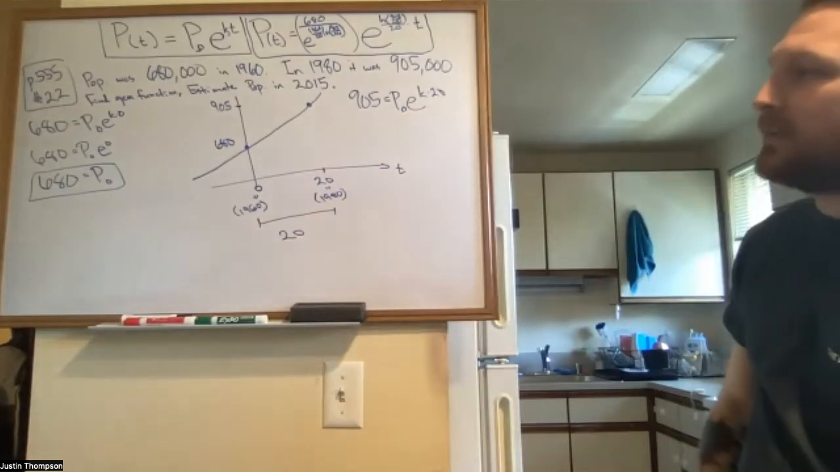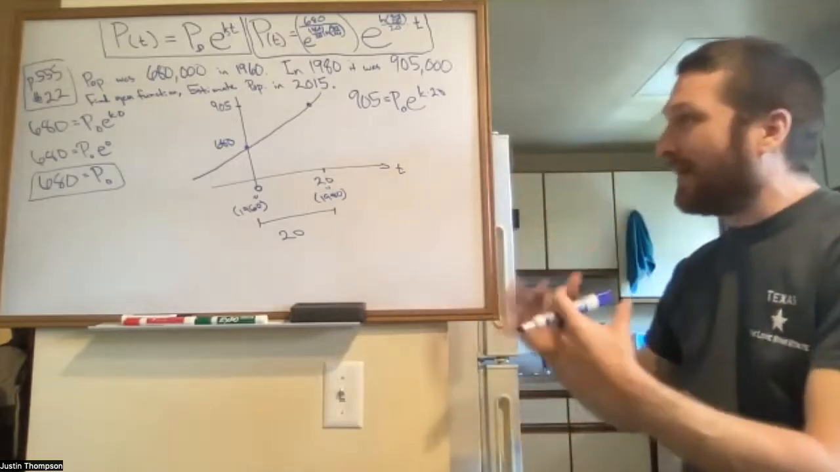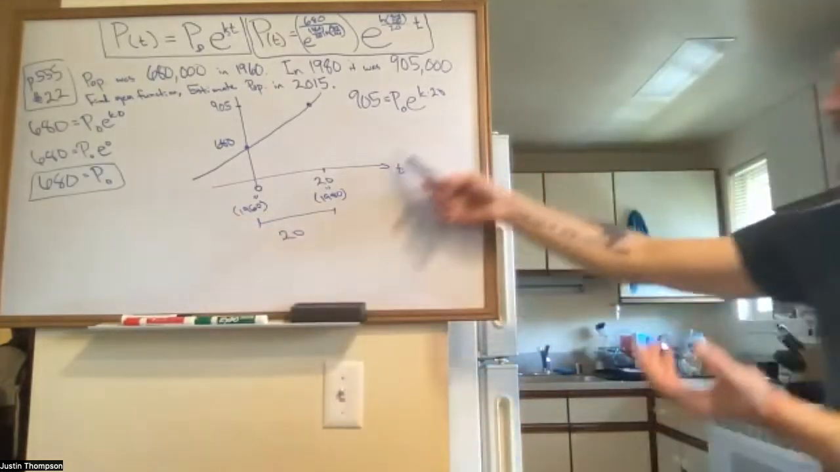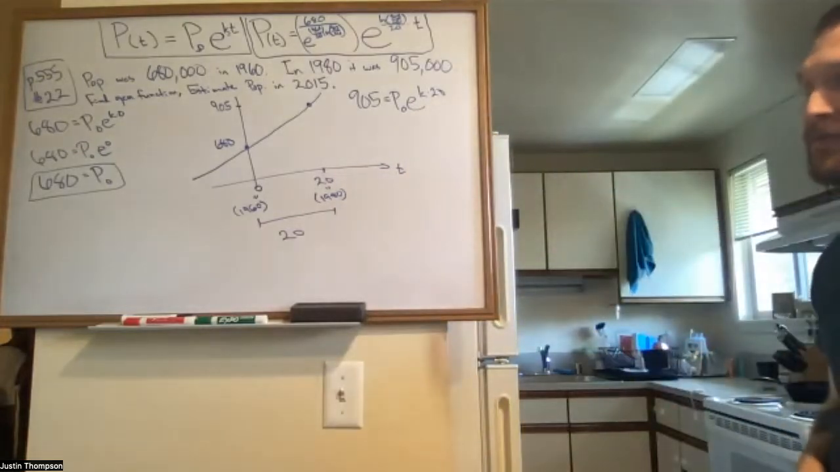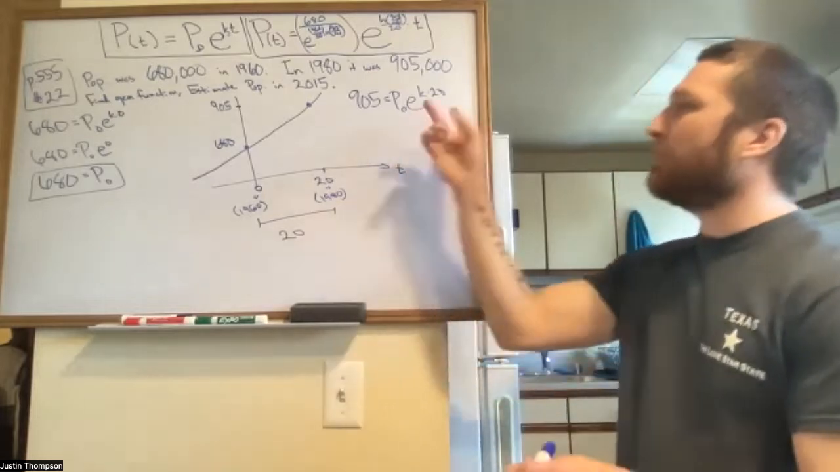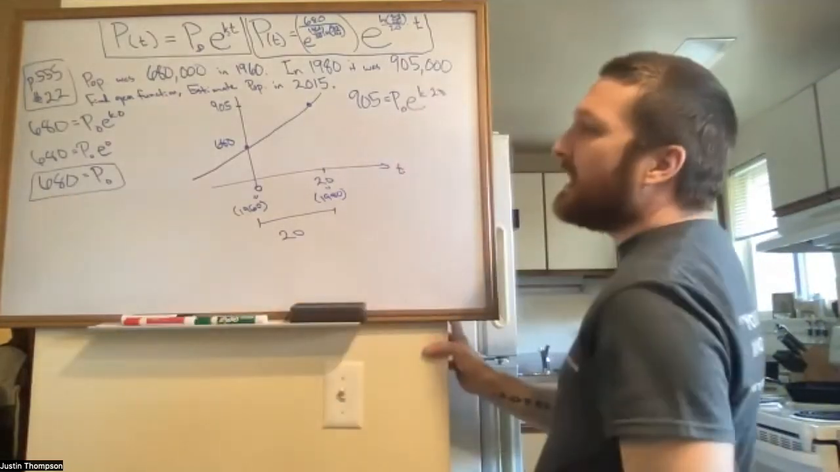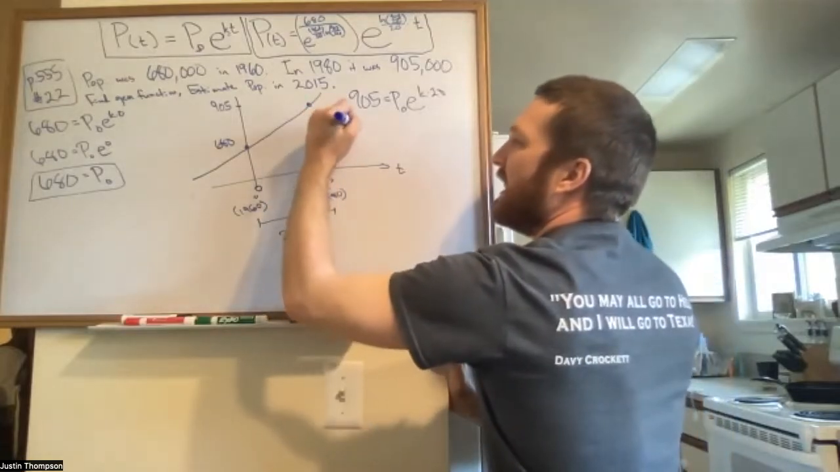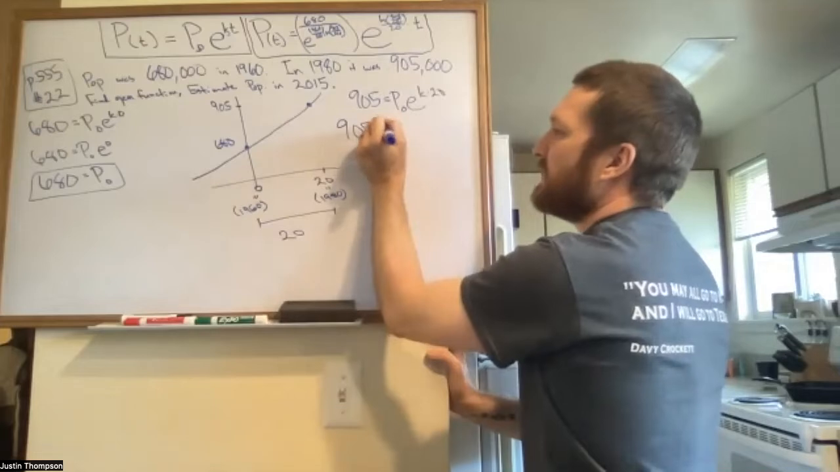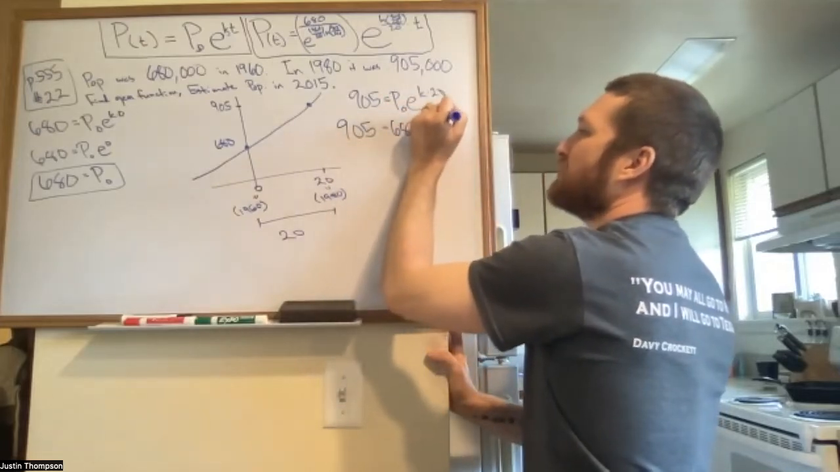Like if you really wanted to, you could divide the 2 equations by each other. But once you have one of the constants, one of your unknowns, by itself, go ahead and plug it into the other one. And so since we know that P0 is equal to 680, I'm going to rewrite this as 905 equals, instead of P0, 680 e to the k times 20.